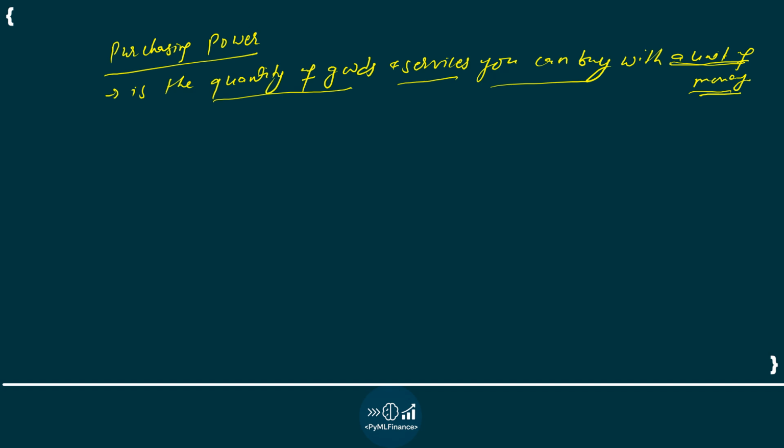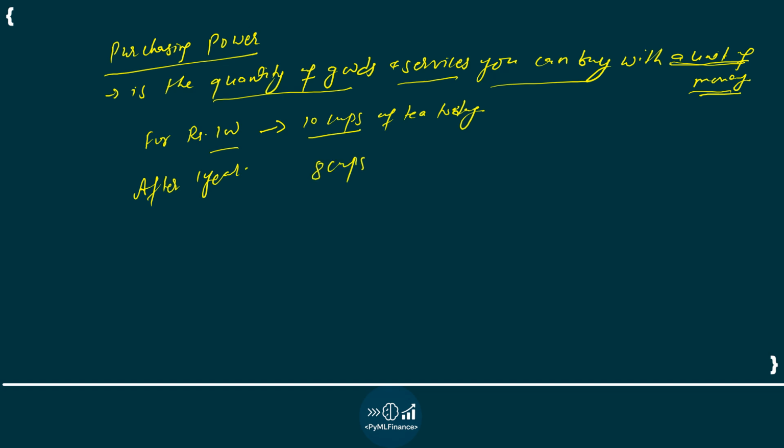So for example, for rupees 100 you are able to buy 10 cups of tea today, and after 1 year you buy only 8 cups of tea. This simply means the rupees 100 that you have has lost purchasing power.